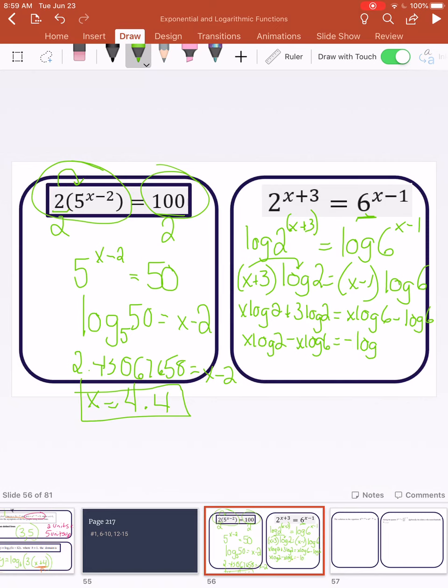You could go either way here. Then I'm going to move that 3 log 2 to the right. Of course, when I move something from one side of the equation to the other, the sign will change. Now that I'm at this stage, I'm going to factor that x out. Then, in order to isolate the x variable, which is what I'm trying to do when I solve, I'll just divide this expression, log 2 minus log 6, over to the other side.